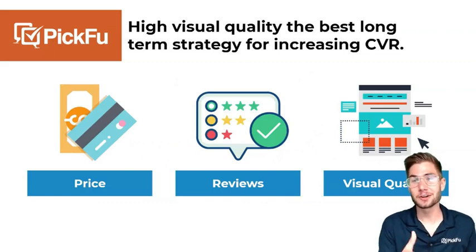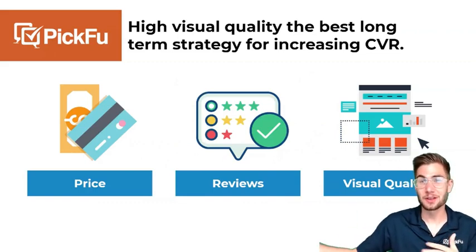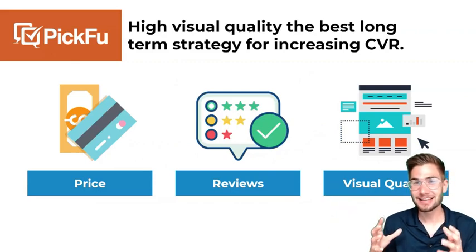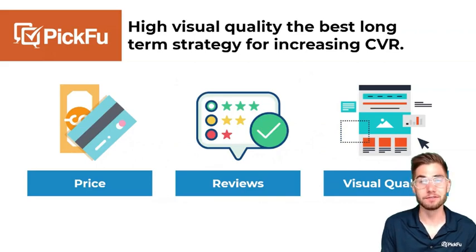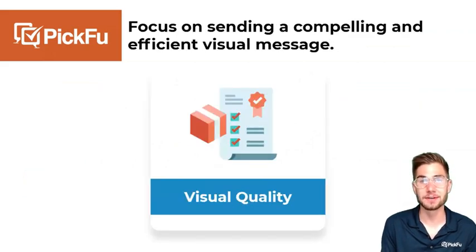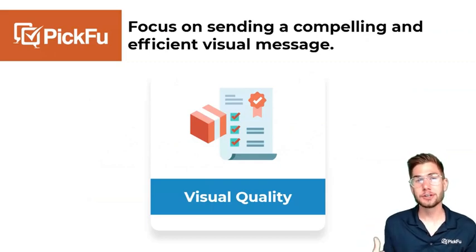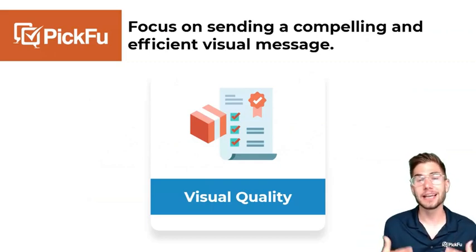But visual quality is that one thing that you can actually control, and it's something that other lazy sellers, or potentially sellers from other countries, may not do, because it takes work to get right. And so you can really build a moat around your product just by focusing on visual quality and visual differentiation. When I'm talking about visual quality, what I'm really looking to do is to send a compelling and efficient visual message to a customer.